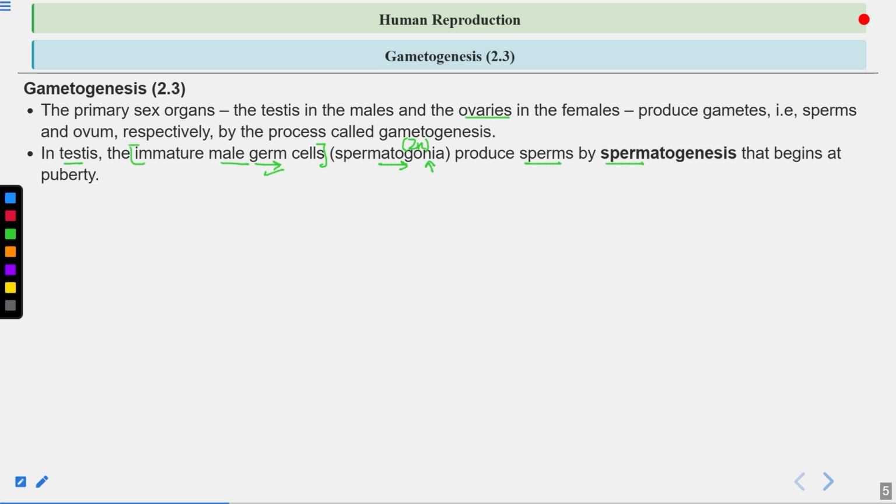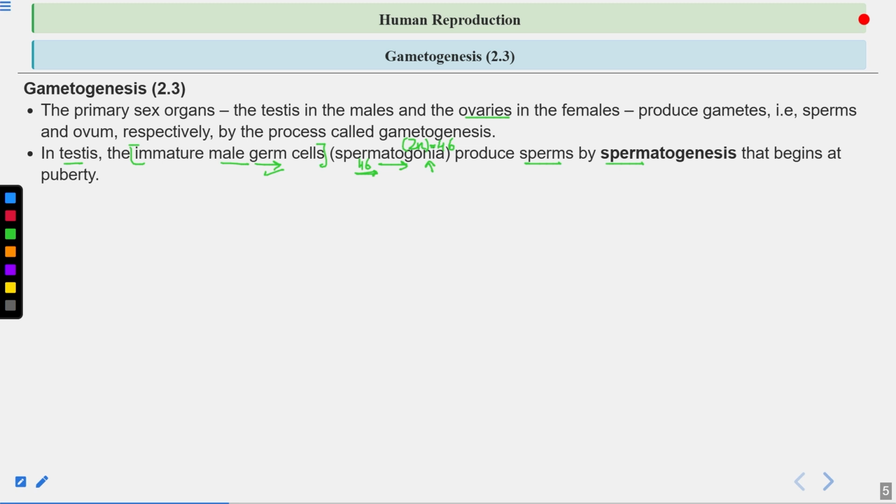Spermatogonia will contain 46 chromosomes because they are diploid. Humans are diploid. They are eukaryotes. So the diploid number is 46. Humans have 46 chromosomes, so 2n is equal to 46. Okay, this is the ploidy. Ploidy is the number of sets of chromosomes. So 2n means it has 2 sets of chromosomes.